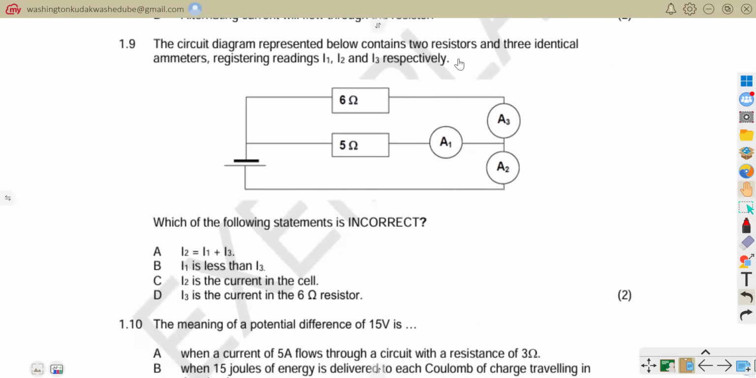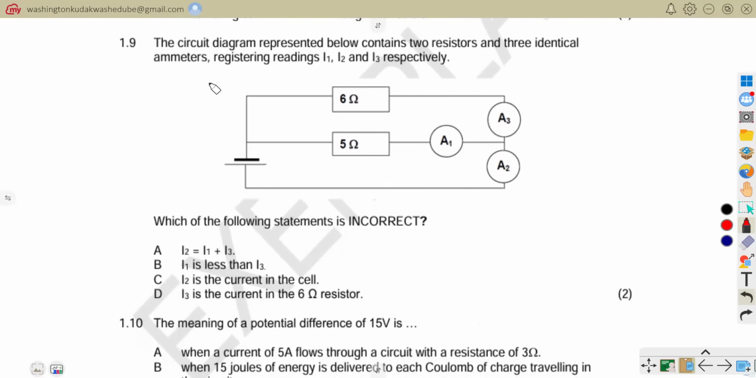Question number 1.9. The circuit diagram represented below contains two resistors and three identical ammeters, registering readings I1, I2, and I3 respectively. So you can see that we have got ammeter 1, ammeter 3, and ammeter 2. Now they're saying, which one of the following statements is actually incorrect?